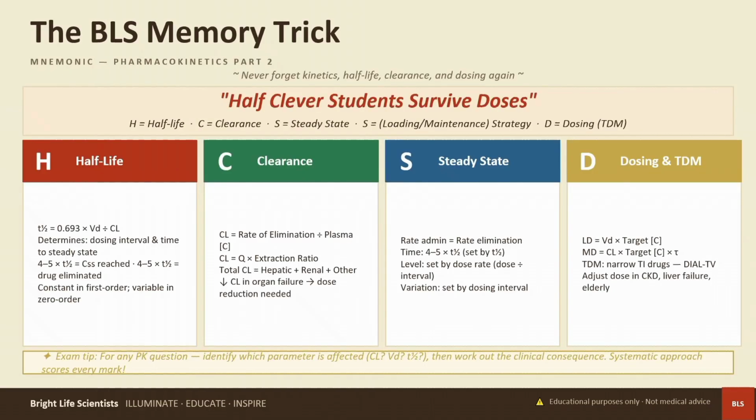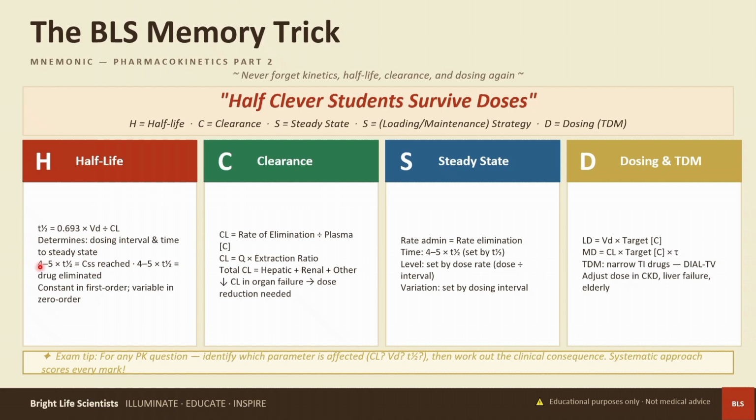Time for the DLS memory trick. To remember the 6 key components of pharmacokinetics, part 2, use this mnemonic. Half-clever students survive doses. H stands for half-life. We said half-life equals 0.693 times volume of distribution divided by clearance. Half-life determines dosing interval and time for steady state to be achieved.